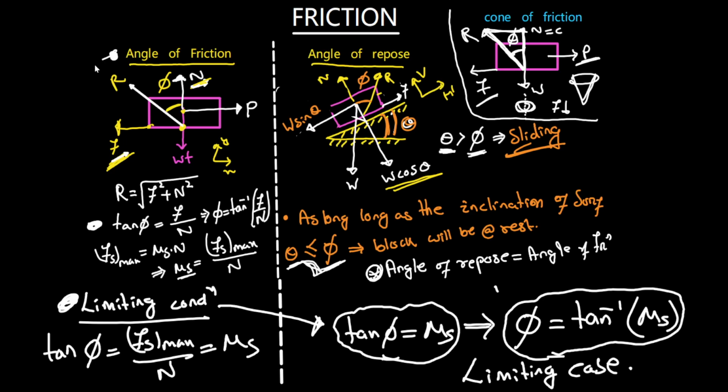So what is the angle of friction? It is the angle between the resultant of F and N and the normal direction. Angle of repose: the angle of repose is equal to the angle of friction. As long as the inclination of the surface, that is theta, is less than phi, the block will be at rest. In this situation, at equilibrium, we say the angle of repose is equal to the angle of friction.